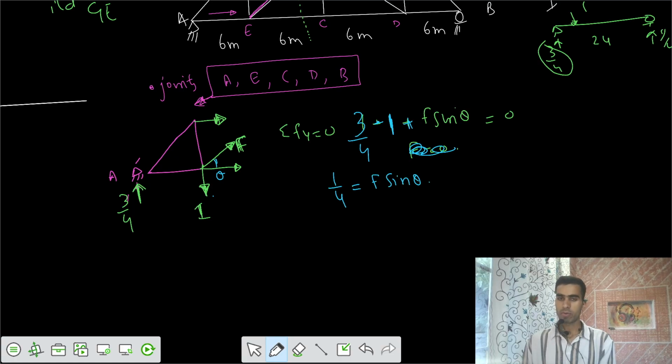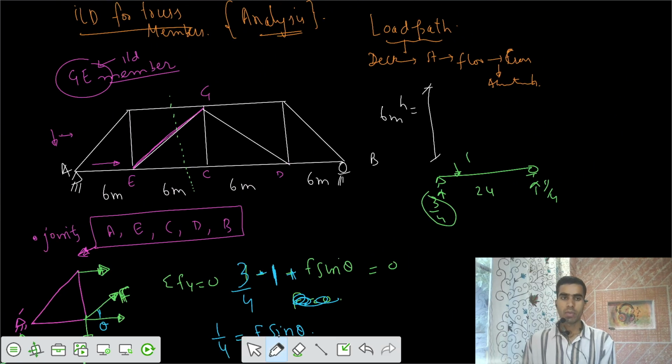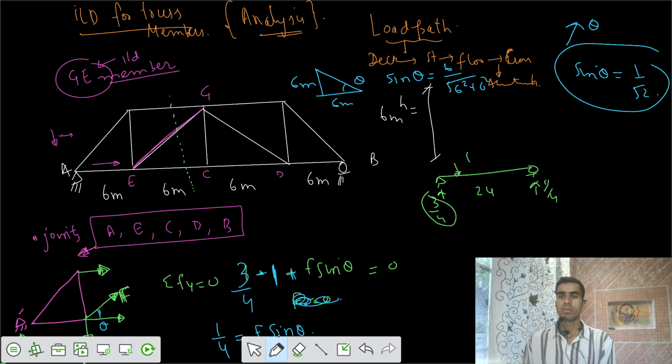So 1 by 4 equals F sine theta. Now, what is the value of sine theta? Because of the symmetry, you can take any rectangle. This is some theta, with 6 meters here and a height of 6 meters. So tan theta is 1, that is theta is 45 degrees. Sine theta is perpendicular by hypotenuse, 6 by root of 6 square plus 6 square, so sine theta is 1 by root 2, because theta is 45.